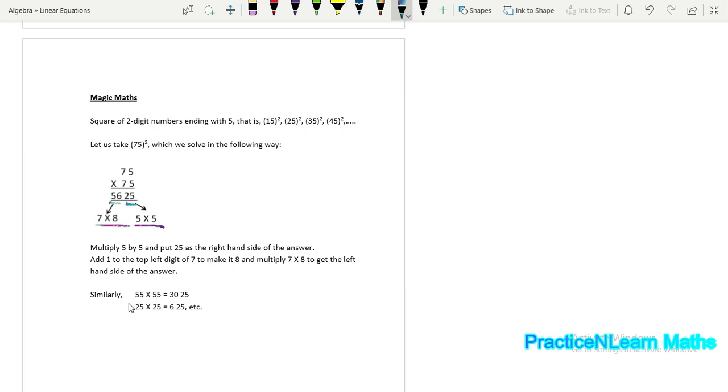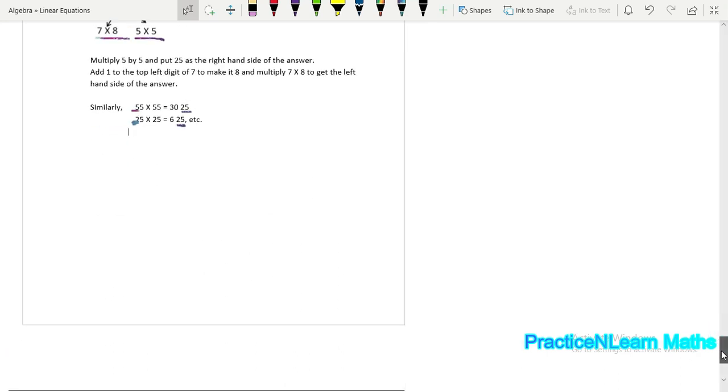Similarly, try to do 55 times 55 and 25 times 25. See, 5 times 5 is 25 and we add 1 to this 5. So 5 6s are 30. 5 5s are 25 and instead of 2 we make it 3. So 2 3s are 6 and that is how we are getting 625. That's all. Thank you.